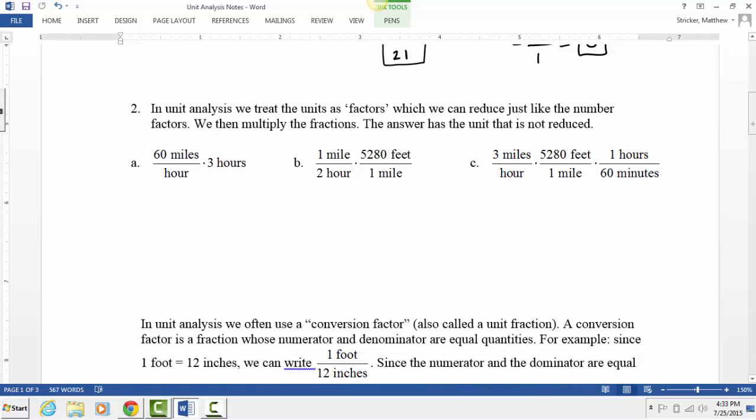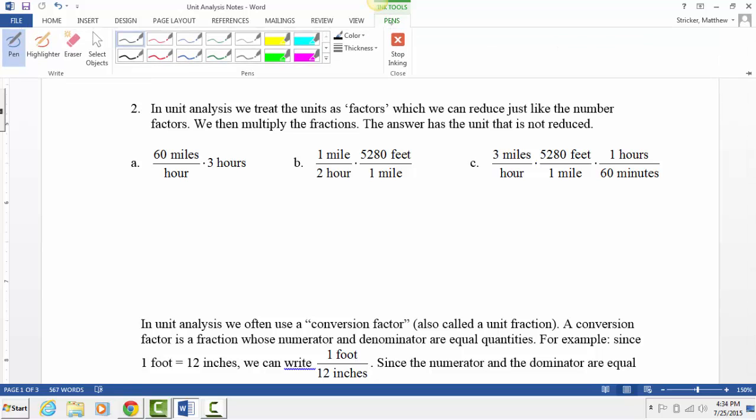So if we move on to the next problem, it says in unit analysis we treat the units as factors which we can reduce just like the number factors. We then multiply the fractions. The answer is the unit that is not reduced. So this is just some practice of simplifying.